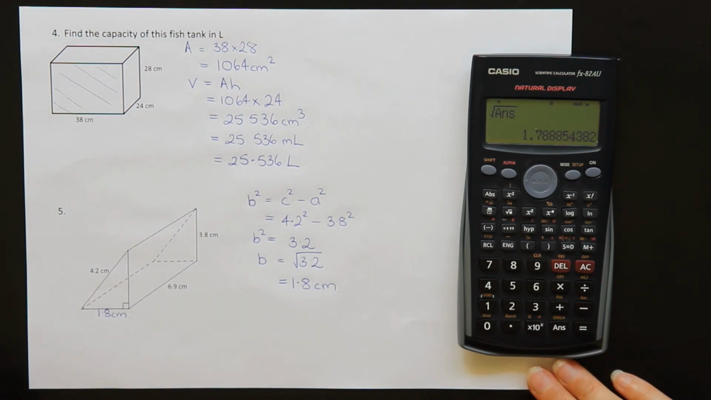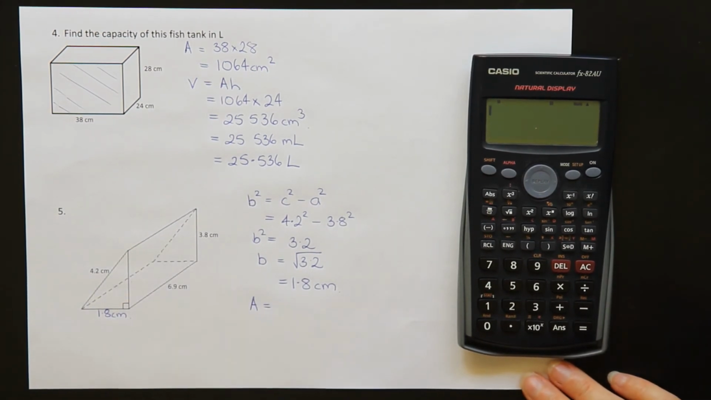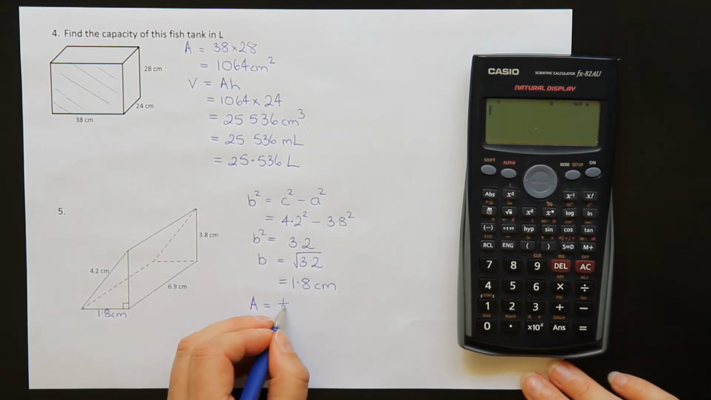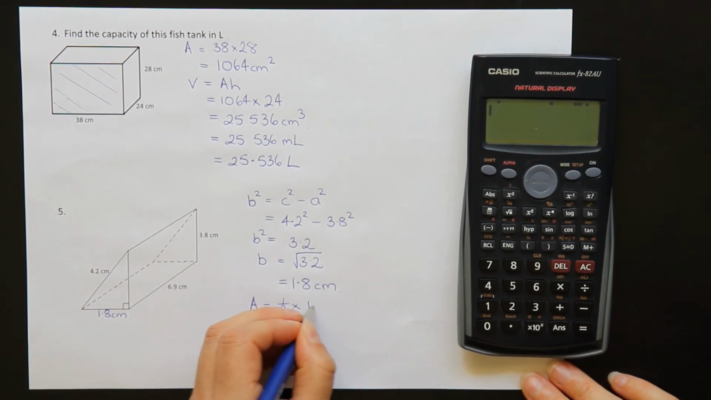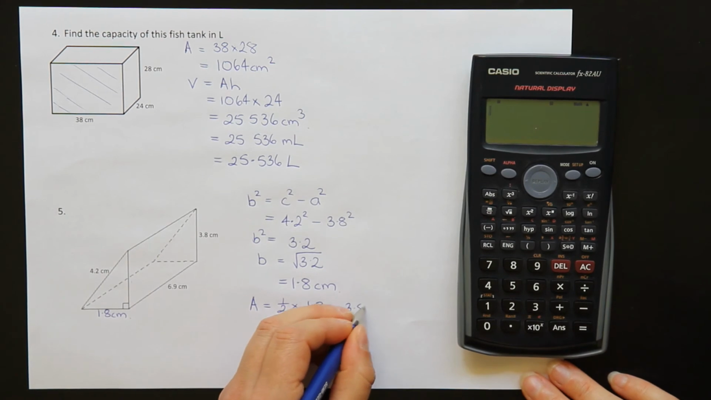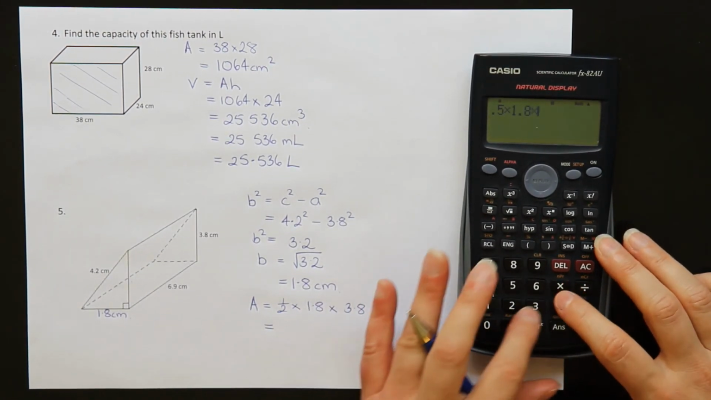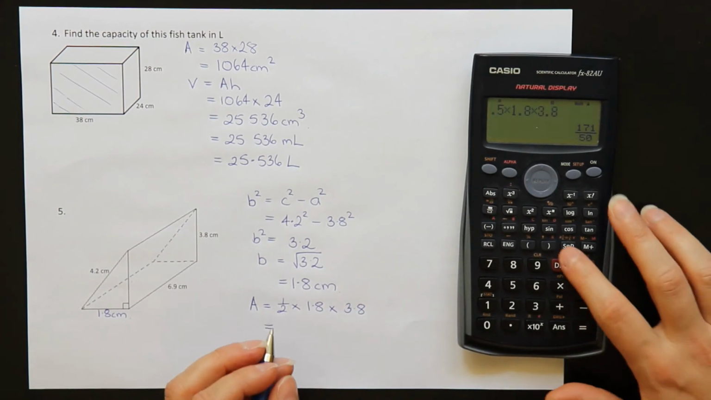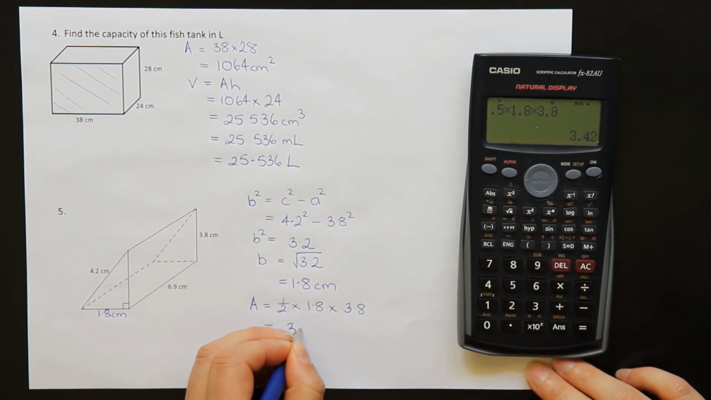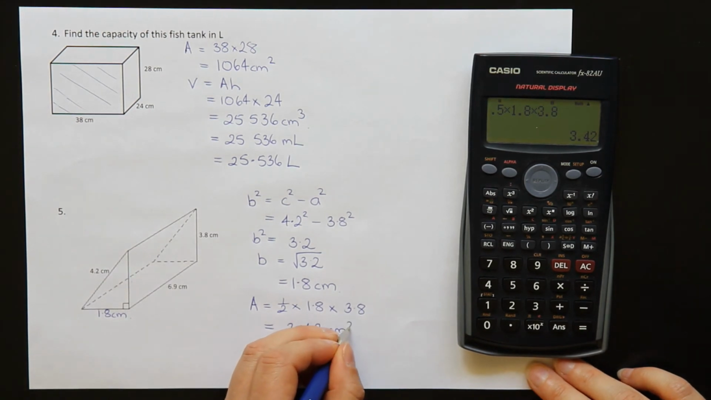So now we can find the area. Area is equal to half the base times the height. So half the base we worked out was 1.8, and the height of the triangle is 3.8. So half times 1.8 times 3.8 is 3.42 centimetres squared.